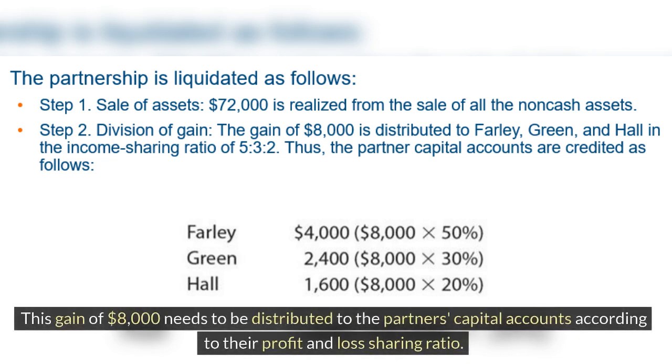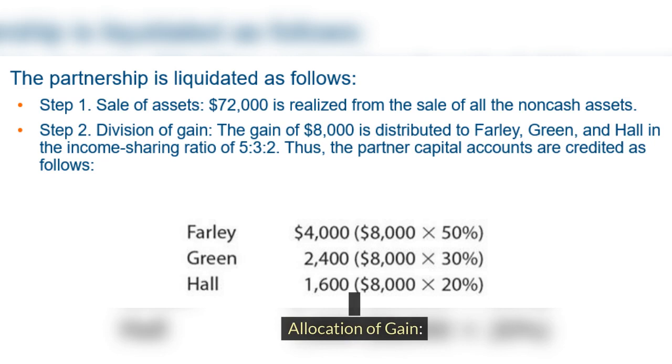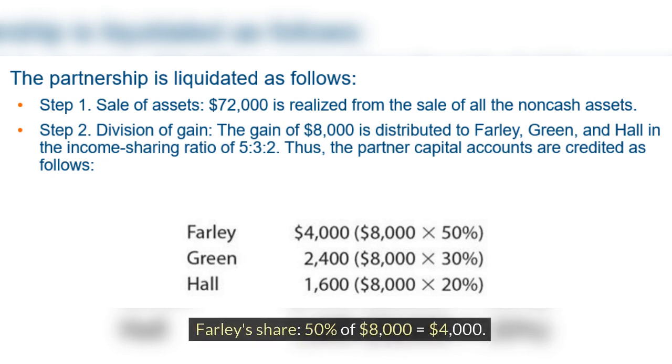This gain of $8,000 needs to be distributed to the partners' capital accounts according to their profit and loss sharing ratio. Allocation of gain. Farley's share, 50% of $8,000 equals $4,000. Green's share, 30% of $8,000 equals $2,400. Hall's share, 20% of $8,000 equals $1,600.